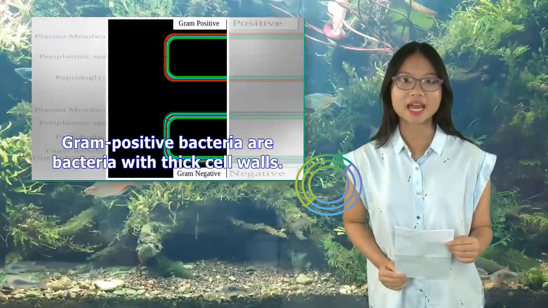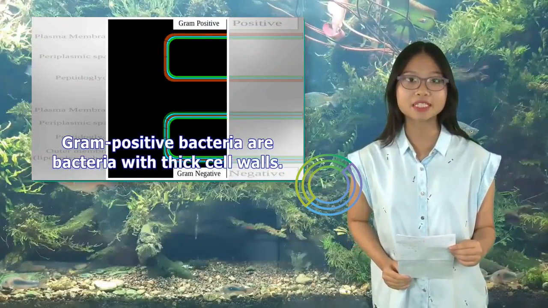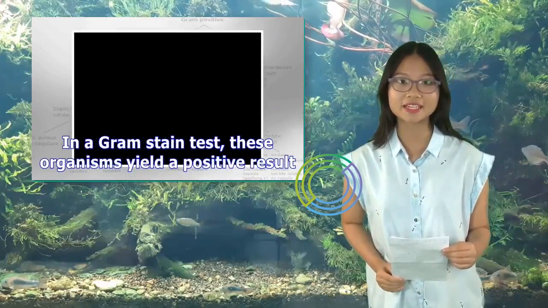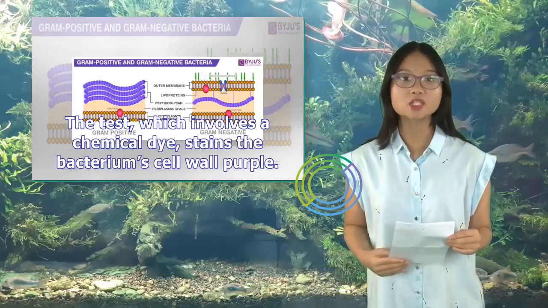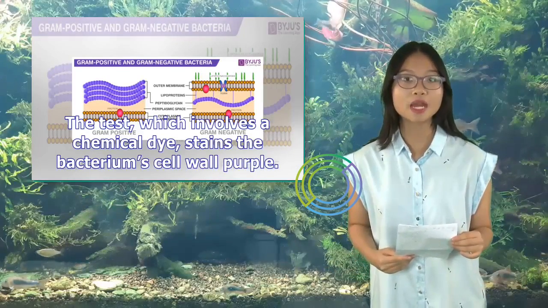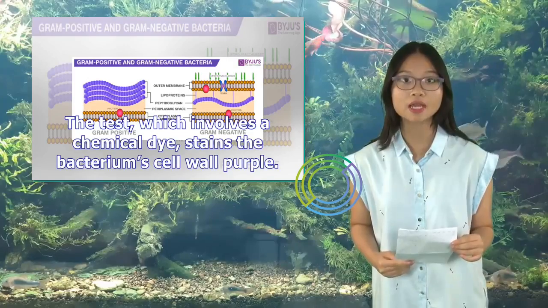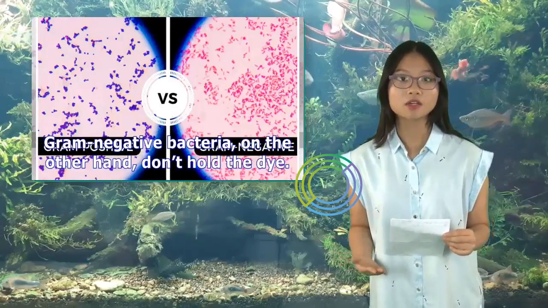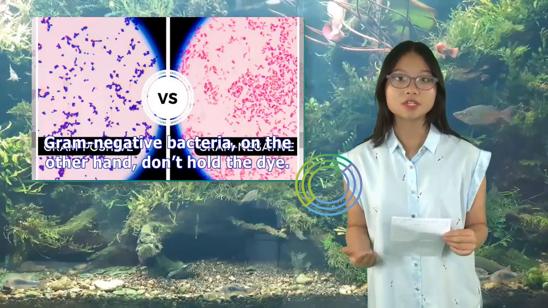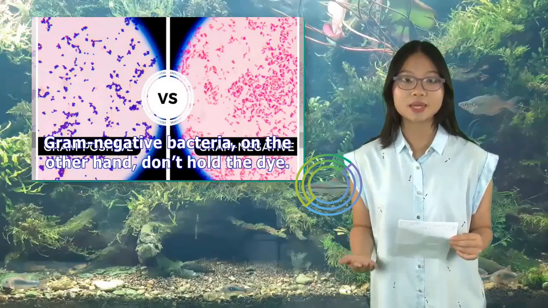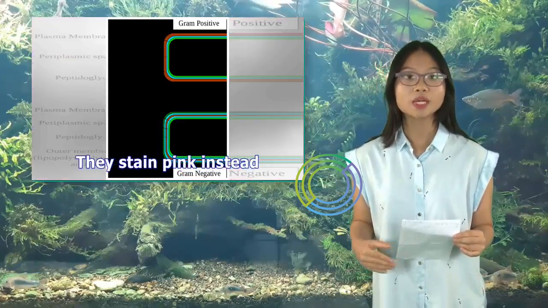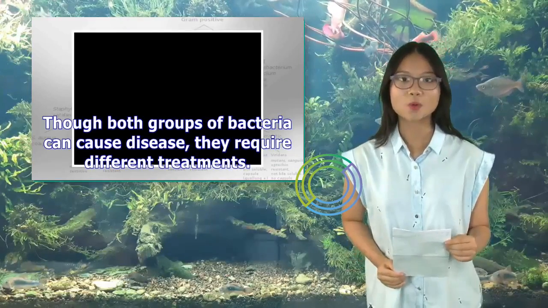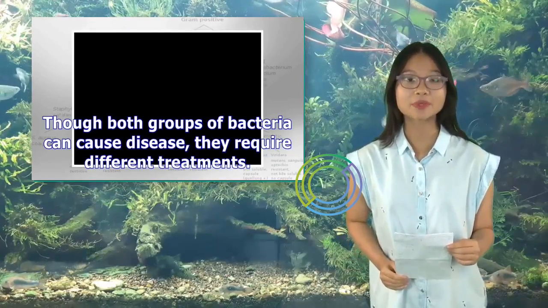Gram-positive bacteria are bacteria with thick cell walls. In a gram stain test, these organisms yield a positive result. The test, which involves a chemical dye, stains the bacterium's cell wall purple. Gram-negative bacteria, on the other hand, don't hold the dye. They stain pink instead. Though both groups of bacteria can cause disease, they require different treatments.